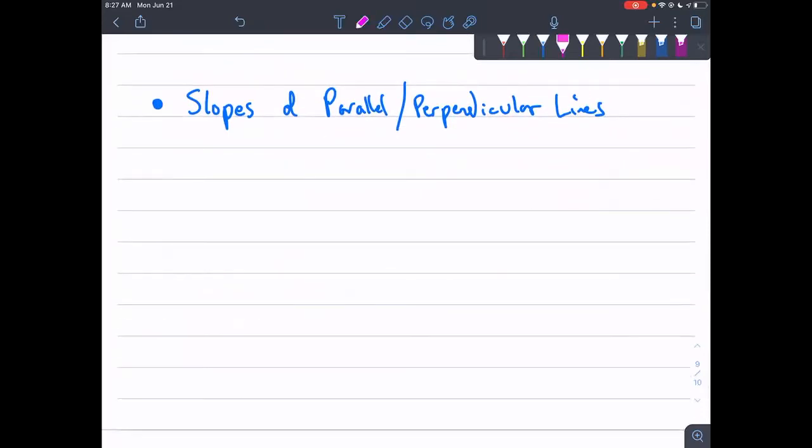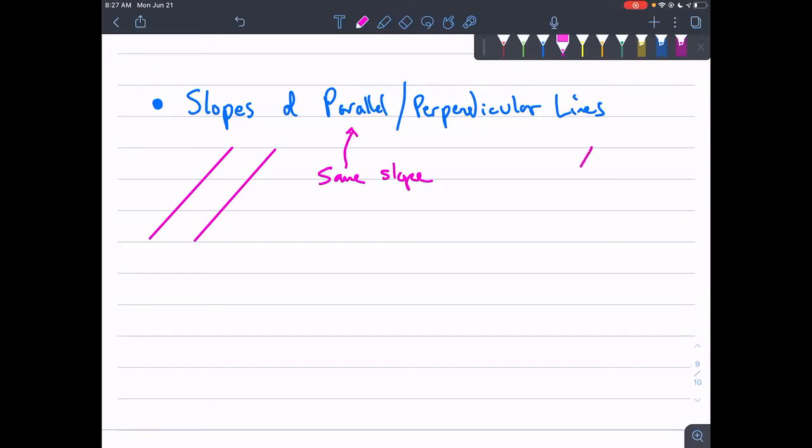You guys know what parallel lines look like, right? Parallel might look like this. They're going the exact same direction, same exact slant. The slant basically is another word for slope. If they're parallel, they have the same slope. Parallel lines have the same slope.